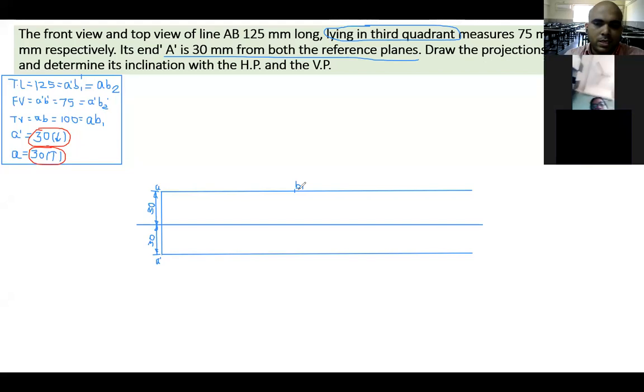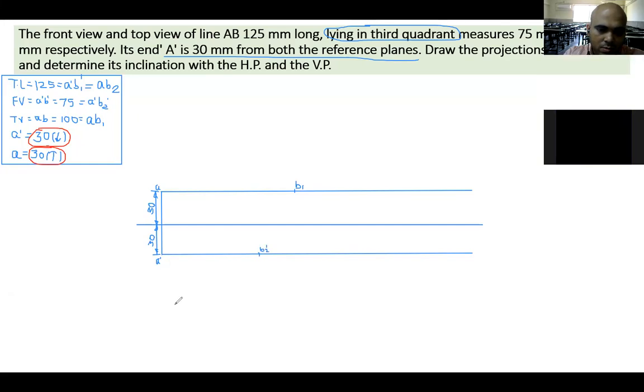So I hope it is clear till here, B1. Similarly, the A dash line was being shared by B2 dash. So A B2 here it is given 75. So what you will do is you will mark that 75, and you keep it as B2 dash.